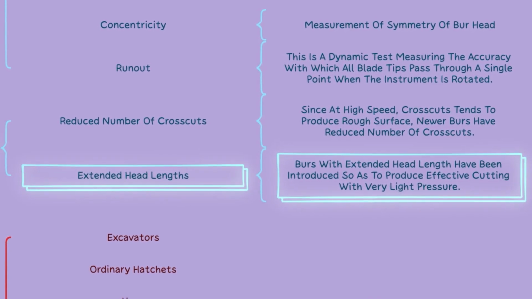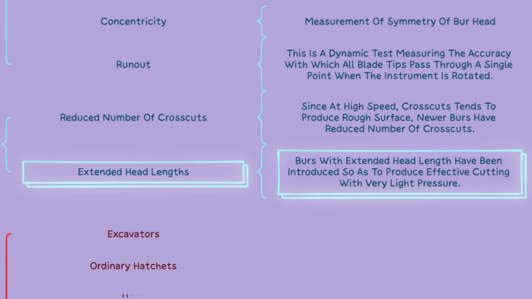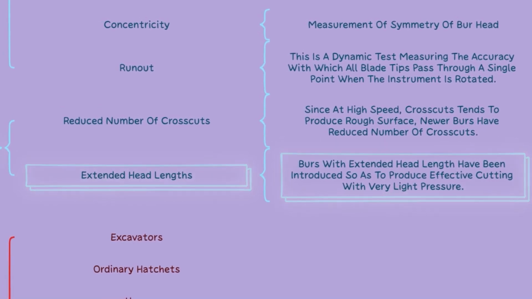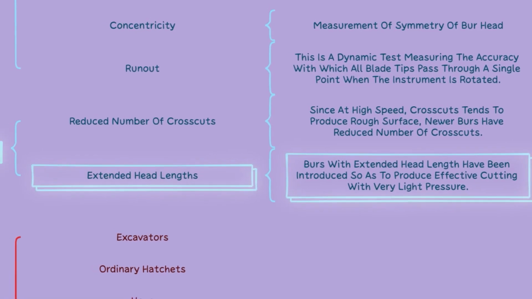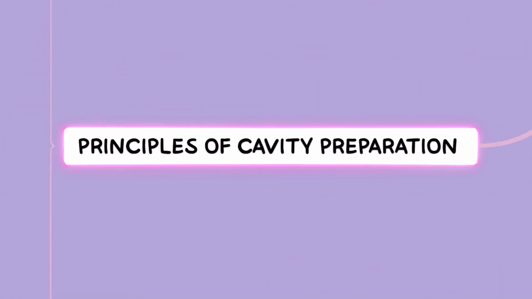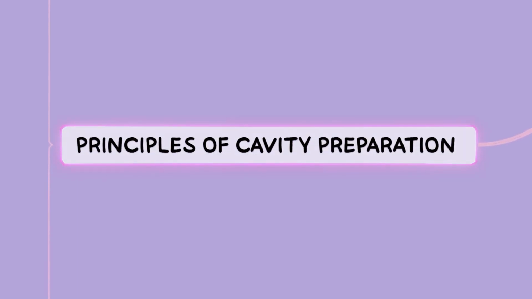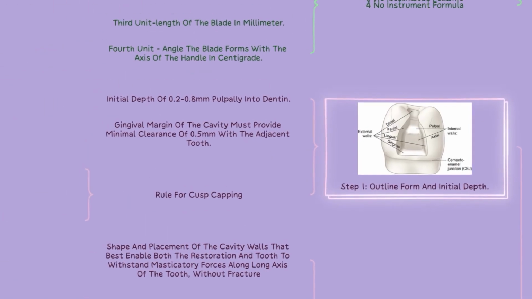This makes them easier to use in deep cavities or in areas that are difficult to access. Now that we have discussed instruments and the burr design, let us move on to the principles of cavity preparation. There are 6 basic principles of cavity preparation: outline form and initial depth.